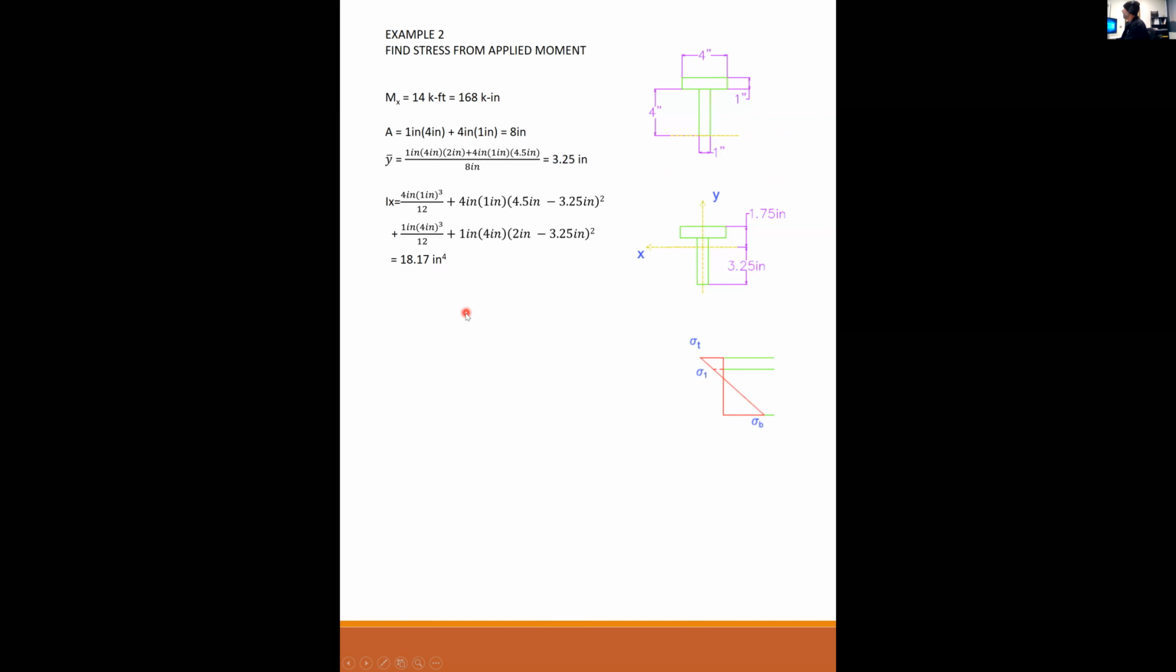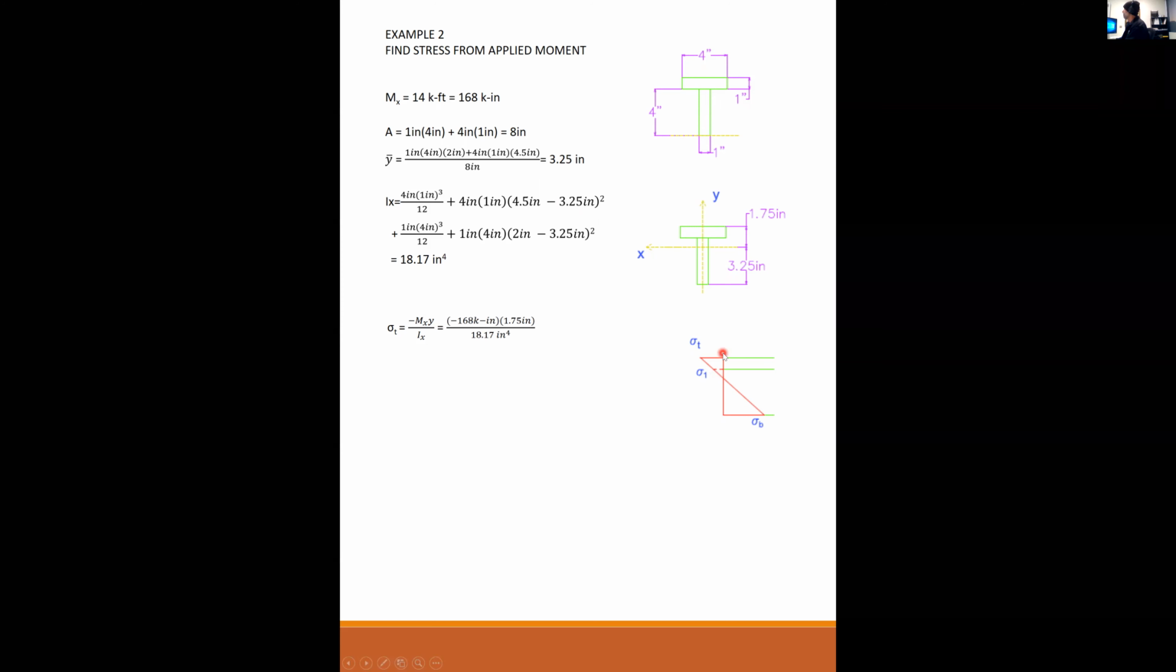All right, so now that we have our applied moment, our center of gravity, and our moment of inertia, we can now use the flexural formula to find the stresses at really any point that we want to. The flexural formula says that the stress at any given point is equal to the negative of the applied moment times the distance from the centroid to the point of interest over the moment of inertia.